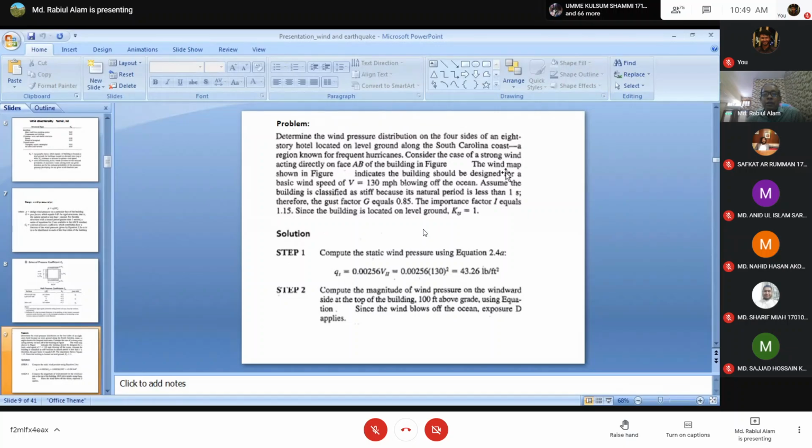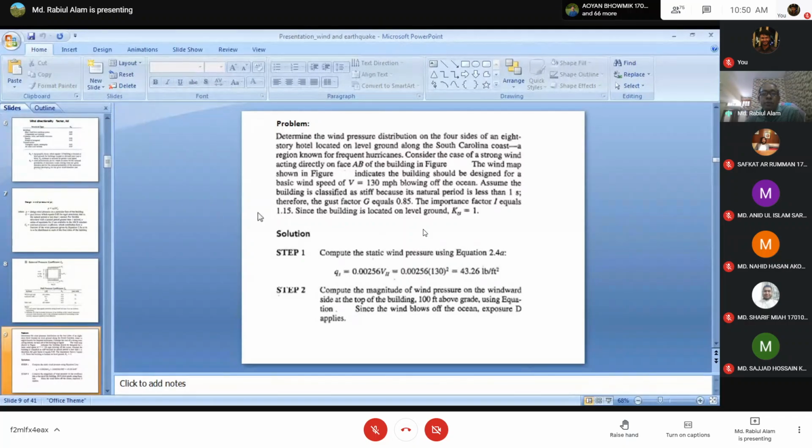Okay, the wind map, maybe South California, or forget about South California. So the building can be situated in Chittagong or Cox's Bazar or Teknaf or Sandwip or other districts like Dhaka or some places of Bangladesh. So the design basic wind speed is 130 miles per hour, blowing off the ocean.